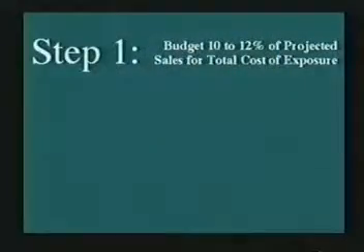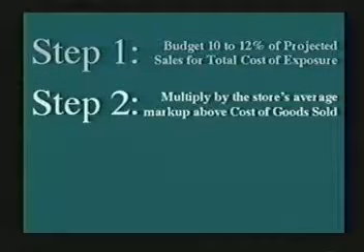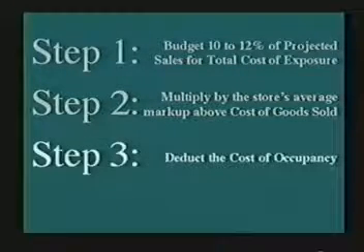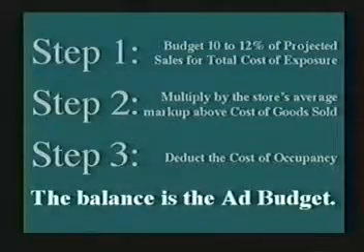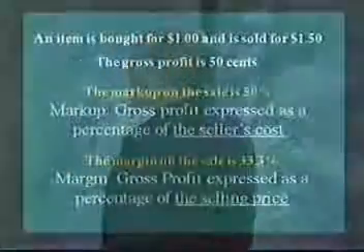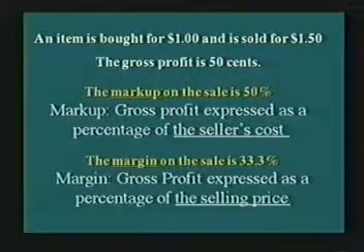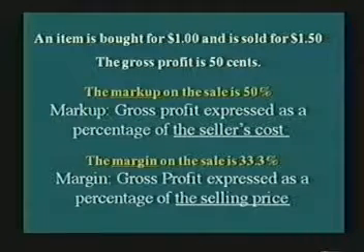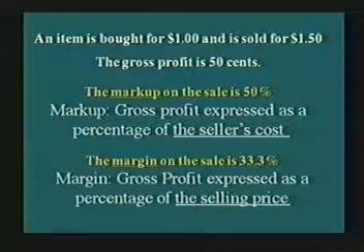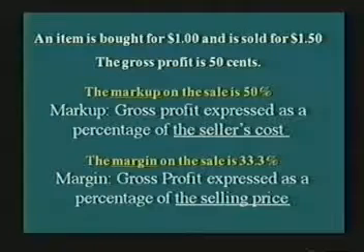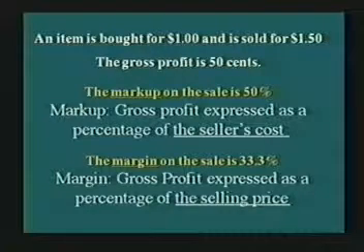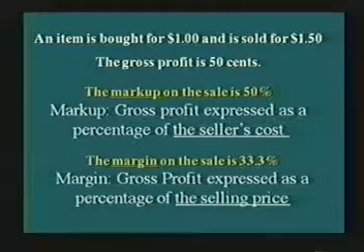Now, step 1, 10 to 12% of projected sales for total cost of exposure. Step 2, multiply by the store's average markup above cost of goods sold. Step 3, deduct the cost of occupancy, and the balance is the ad budget. Ta-da! It's just that simple. An item is bought for $1 and is sold for $1.50. The gross profit is 50 cents. The markup on that sale is 50%, because markup is gross profit expressed as a percentage of the seller's cost.